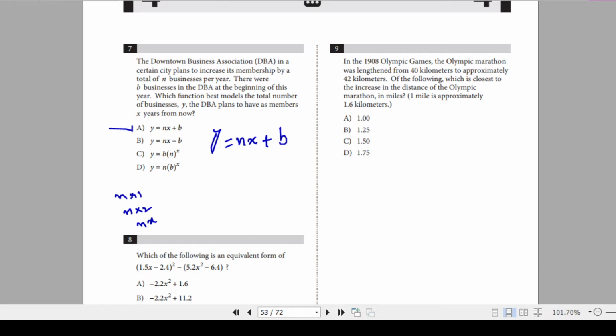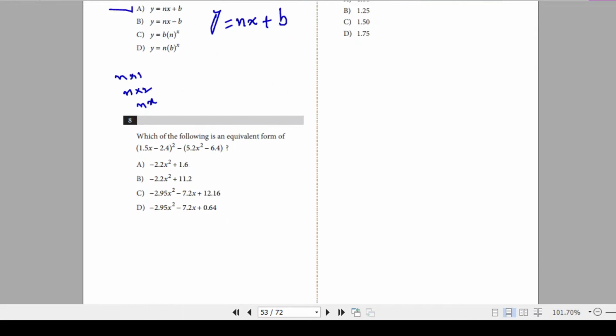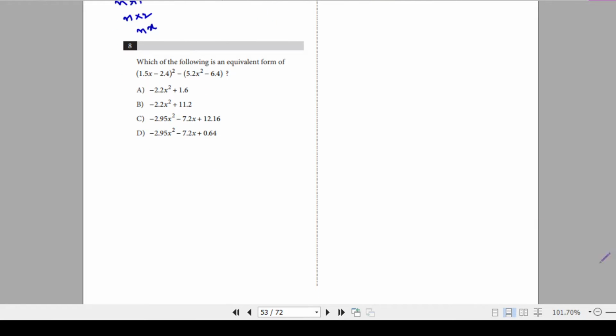So move to question number 8. The following is an equivalent form of this. It's just (A minus B) whole squared minus (A minus B). Okay? So just solve it simply using the (A minus B) whole squared formula. That is A squared minus 2AB plus B squared. So let's do it here.